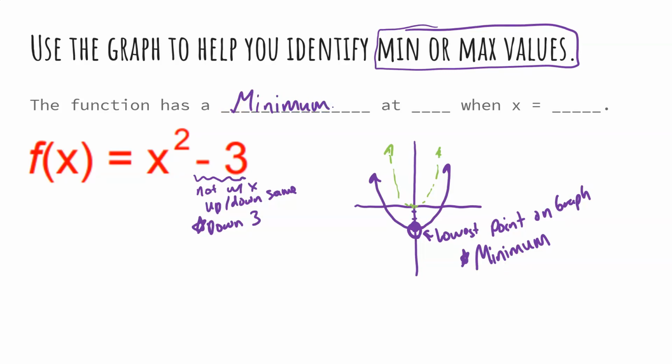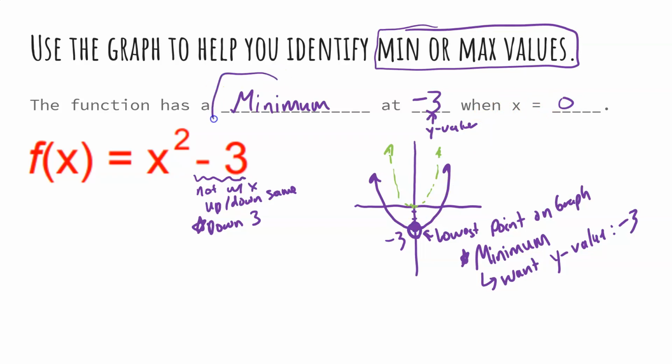And the key to finding the minimum is we want the y value. So the y value is the minimum. This is at -3. So the minimum is at -3. I think on Pearson, that's all it asks for: what is the minimum and where? So this is looking for the y value. If it asks the follow-up question of when x equals, the x value of that point is 0. But that's not as important.